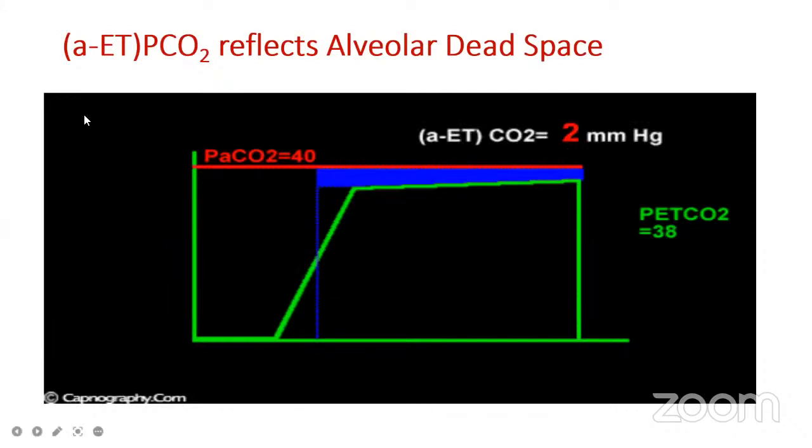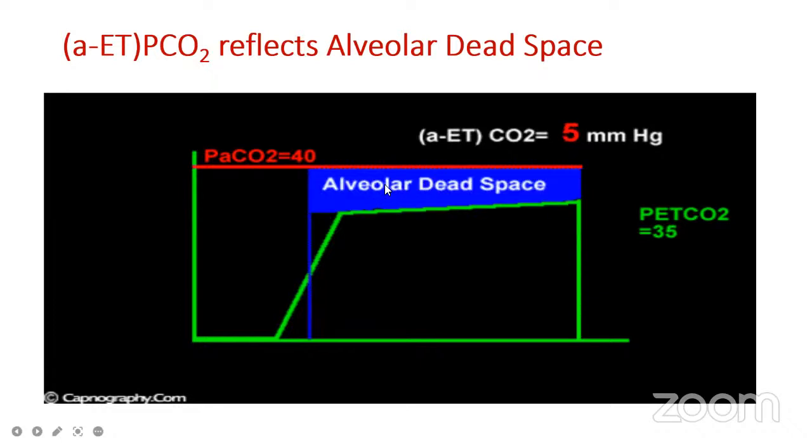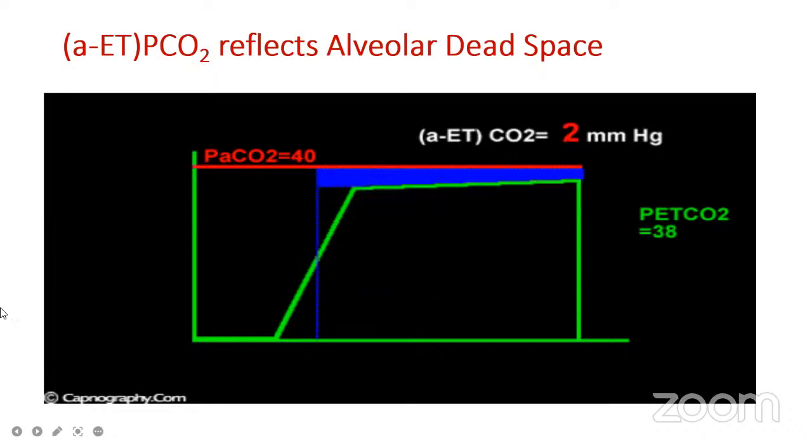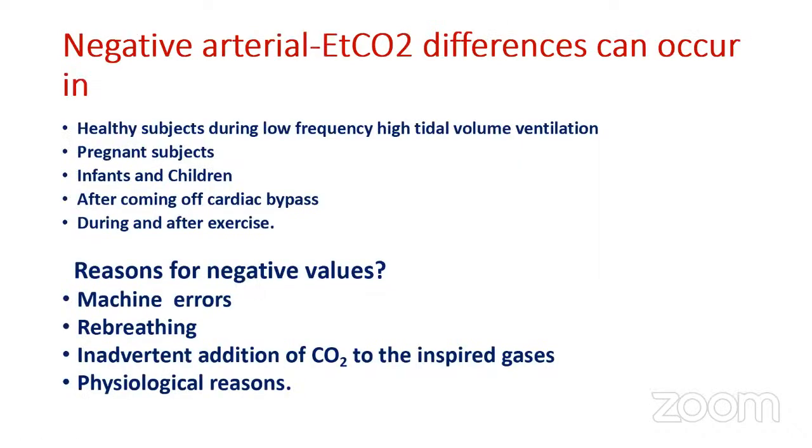So here you can see that the normal value is 2 to 5. It can increase whenever there is an increase in the alveolar dead space. Sometimes it can even be negative in patients with low frequency tidal volume ventilation, pregnant patients, or if they are coming off from the cardiac bypass. You have to rule out other causes if there is a negative difference.